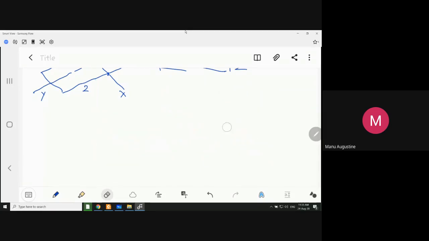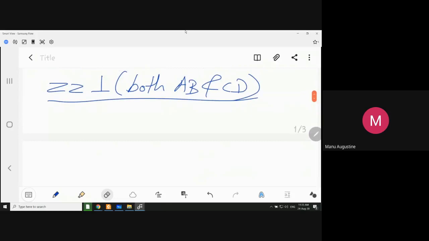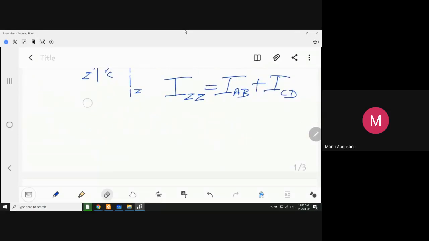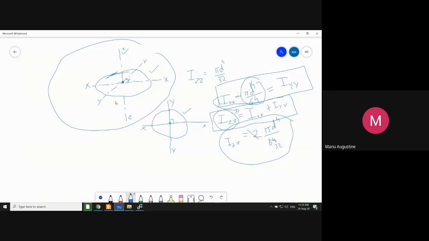Now let us take a simple problem and understand how to do this. But the interesting thing is, once you have understood the concept of parallel axis theorem, the whole exercise should be easy, although it is time consuming to some extent. So I have already copied the problem for you.